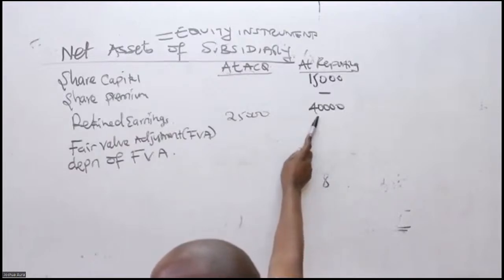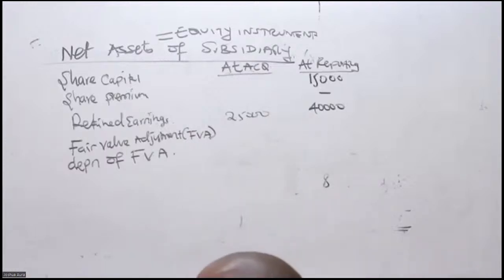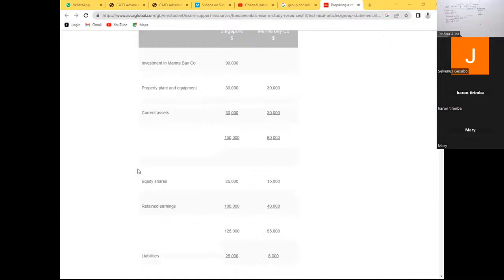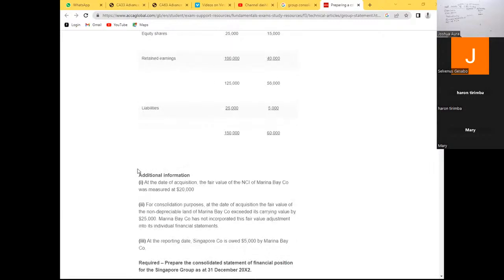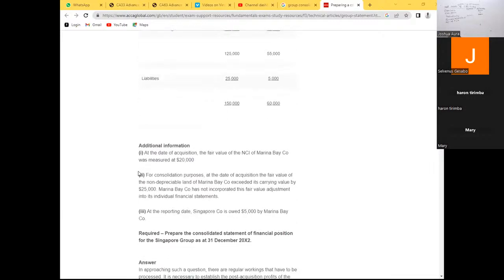Don't write anything yet. I'll be able to guide you. Now, from there, if you go down here, they are telling us something very important. At the date of acquisition, the fair value of NCI, NCI is what we call non-controlling interest. We are not yet there.